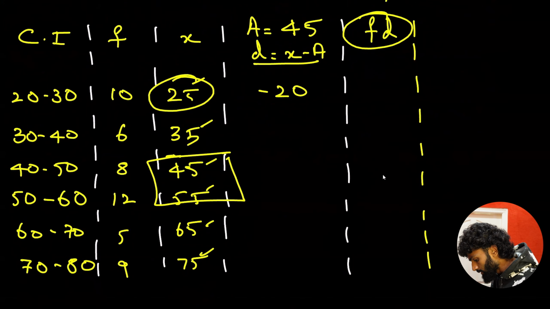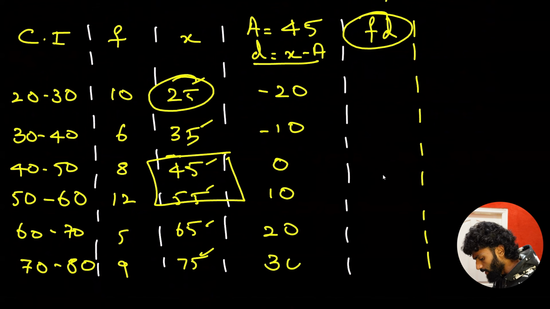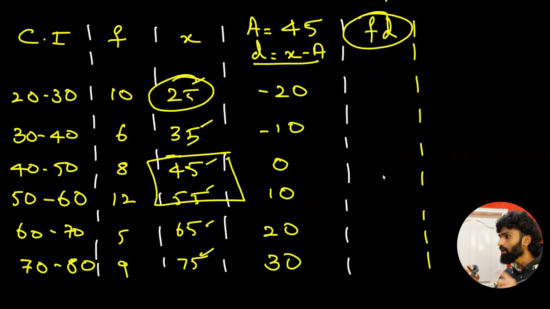Fine. So next, 35 minus 45 gives you minus 10. 45 minus 45, 0. Then it becomes 10. Then followed by 20. Then it's followed by 30. Now, obviously, multiplication becomes much simpler because it's fd. Guys, once you've got an extra column, you should not find the value of fx. Don't you think it'll be dumb? You found something else, and if you again start finding fx, what's the whole point of assuming something and calling it a shortcut method?